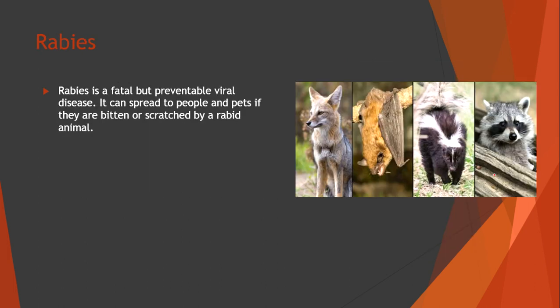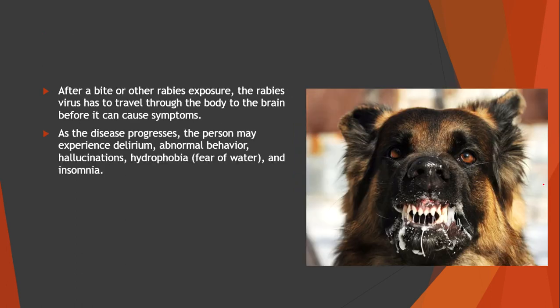Another specific surgical infection is rabies. Rabies is a fatal but preventable viral disease. It can spread to people and pets if they are bitten or scratched by a rabid animal, such as a fox, bat, skunk, or raccoon. After a bite or rabies exposure, the rabies virus has to travel through the body to the brain before it can cause symptoms. As the disease progresses, the person may experience delirium, abnormal behavior, hallucination, hydrophobia, and insomnia.